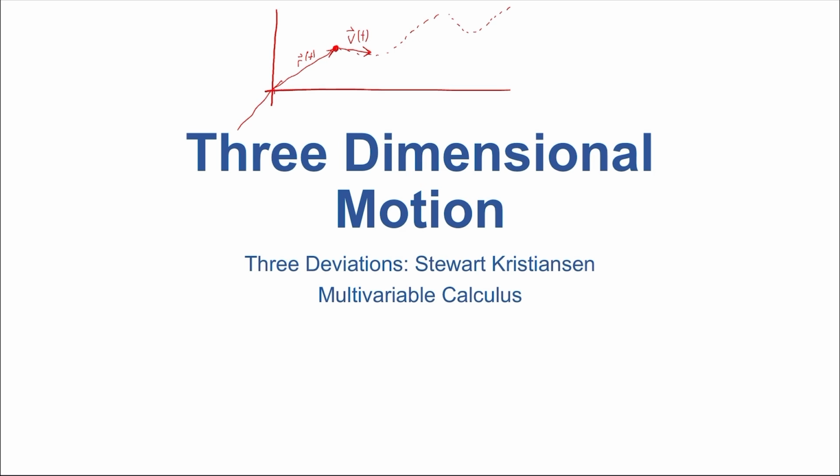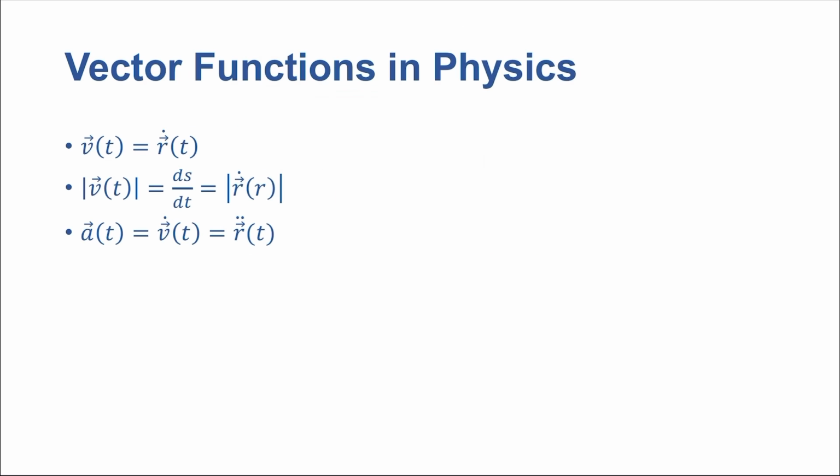We can get a parametric equation for x of t. We can get a parametric equation for y of t. Then we can get a parametric equation for our velocity, vx of t. Then we can also get vy of t. There are infinite possibilities, or not infinite, there are many possibilities that we can talk about. Anyways, let's keep talking about three-dimensional motion. So we have vector functions in physics.